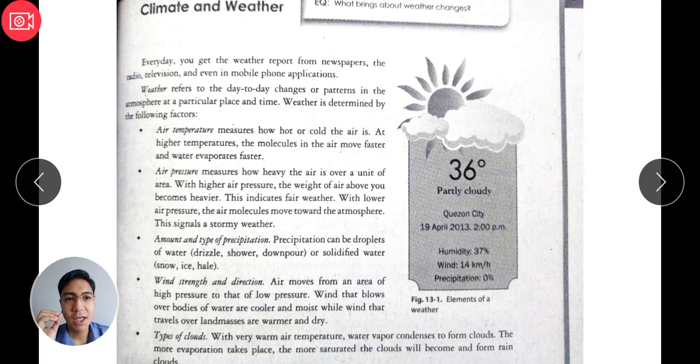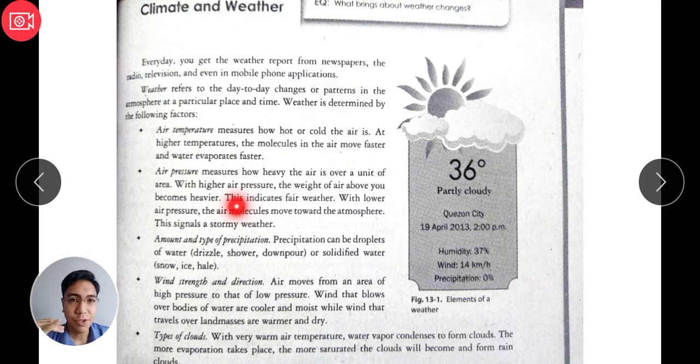Ito yung mga nakakabubago ng weather. Okay, we have the air temperature, air pressure, amount and type of precipitation, the wind strength and direction, the types of clouds. So, ito yung example. Ito yung mga example na nakikita natin sa mga weather app. We have 36 degree, partly cloudy, and the Quezon City, the date, okay, humidity, the wind, precipitation. These are the elements of the weather.